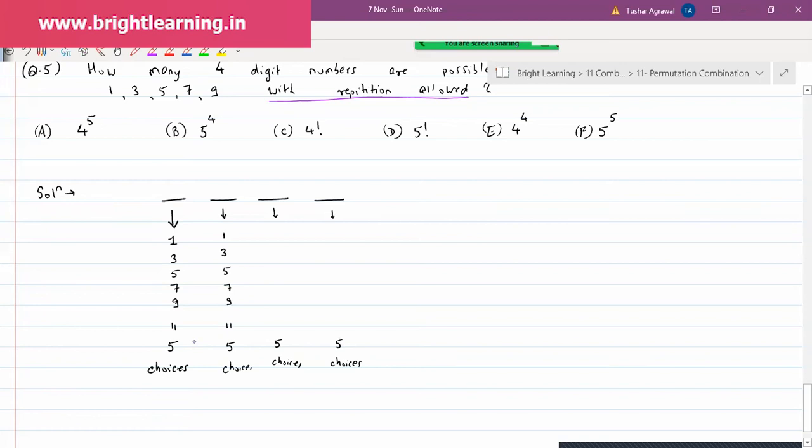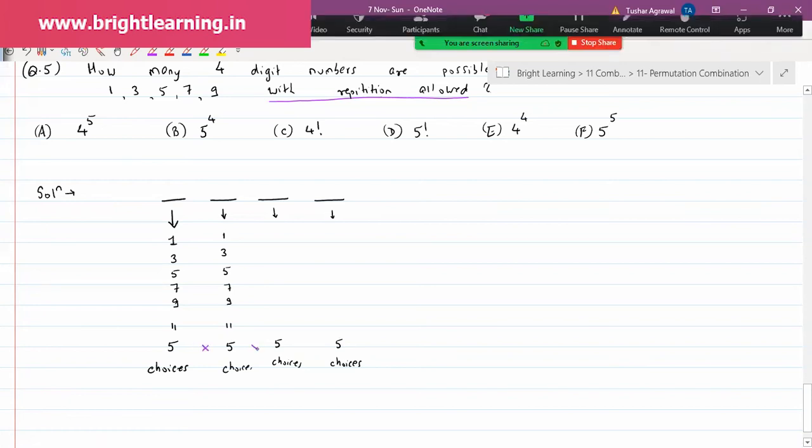5 into 5 into 5 into 5, not 4 into 4 into 4 into 4. I was expecting the confusion between option A and option B: 4 raised to 5 or 5 raised to 4. That is the confusion. If you go with this picturization, you will get the answer: 5, 5, 5, 5. So 5 into 5 into 5 into 5. So this is 5 to the power 4. This is the correct answer.